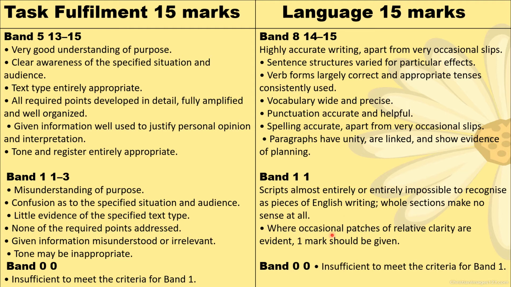Where occasional patches of relative clarity are evident, 1 mark should be given. Where somewhere some sense is made, 1 mark will be given. So this is the lowest band. I am sure that this has given you a clear picture of the mark scheme of Cambridge, that 30 marks for directed writing will be divided into 15 marks for task fulfillment and 15 marks for language.